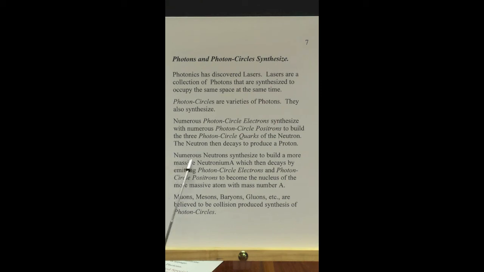Going even further, numerous neutrons synthesize to build a more massive neutronium A, which then decays by emitting both photon circle electrons and photon circle positrons, and it becomes the nucleus of a far more massive atom with mass number A. And a little bit further on, things like muons, mesons, baryons, gluons, etc. All of these are believed to be collision-produced synthesis of photon circles.